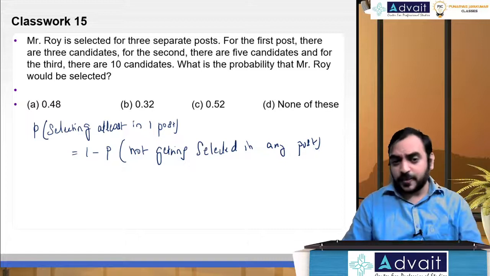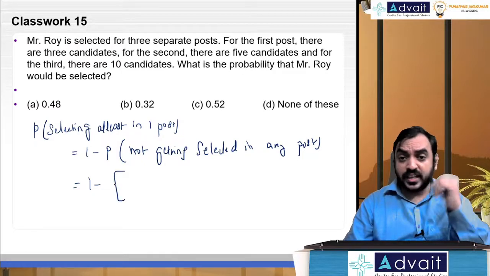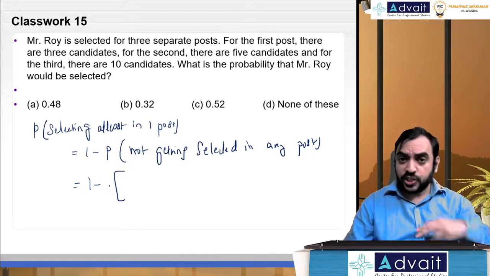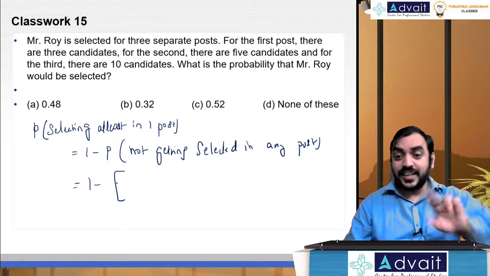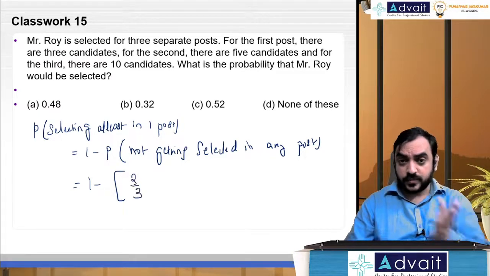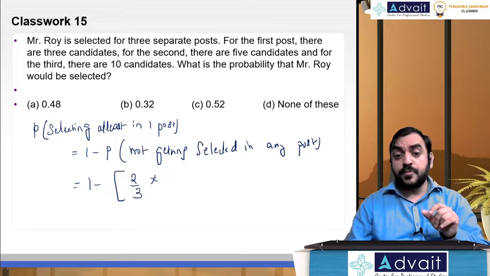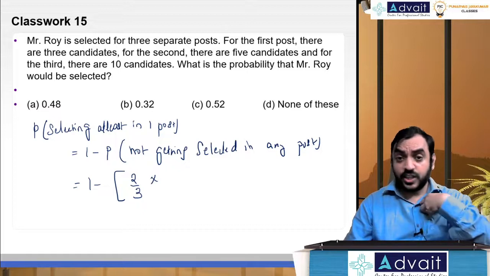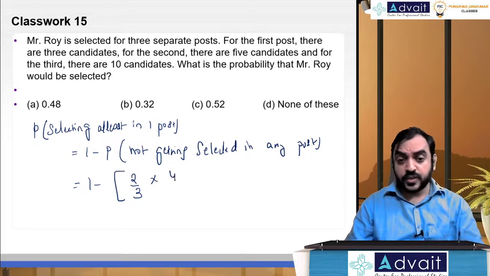So we multiply. So what is the probability of you getting selected in the first post? There are three candidates. You are one of them. 1 by 3 you can be selected. But not getting selected, 2 by 3. Remaining two people get selected. And in the second post there are 5 candidates. You are one of them. Remaining 4 people only get selected. You are not getting selected: 4 by 5. And last one similarly 9 by 10.